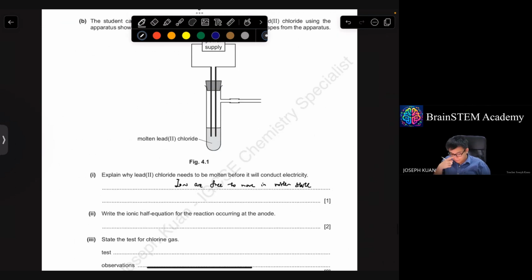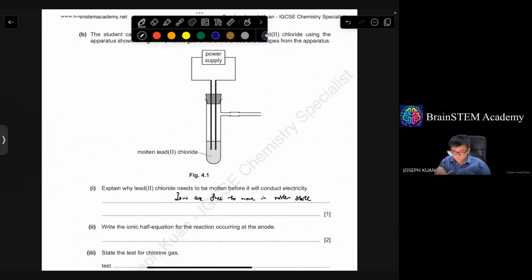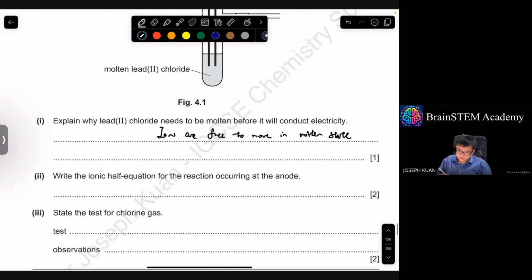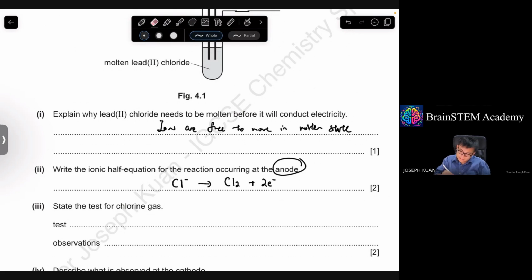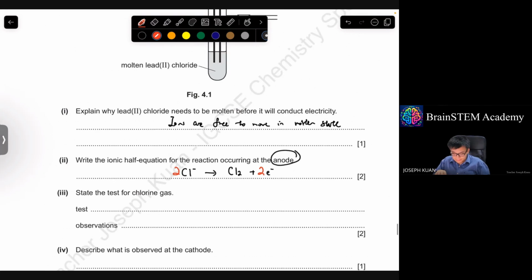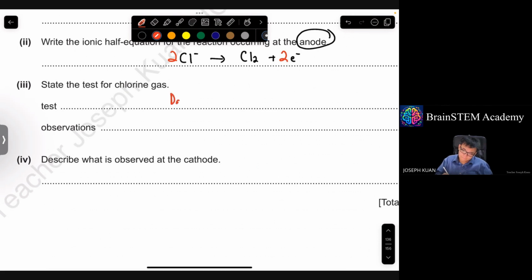Write the ionic half equation for the reaction occurring at the anode. At the anode, it will be the non-metal that gets discharged. Our chloride ion is undergoing oxidation. Anode is the site where oxidation takes place, where electrons are given. So it forms electrons and chlorine gas. So 2 electrons, 2 chloride. Take the test for chlorine gas. Take a damp litmus paper, and it will turn white, or should I say it will be bleached.